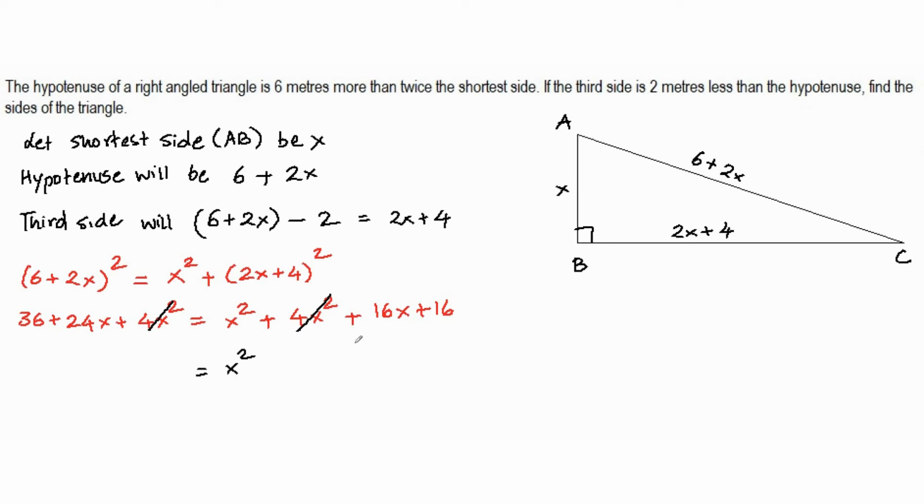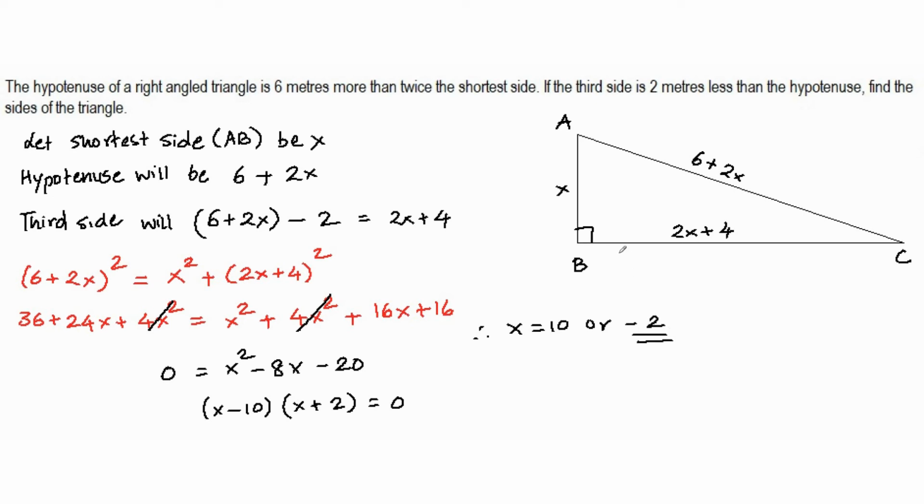Let's group all the terms on one side. So I get x square minus 8x minus 20 is equal to 0. And I can now use factorization technique. So therefore, this becomes x minus 10 times x plus 2 is equal to 0. And therefore x is either equal to 10 or negative 2.